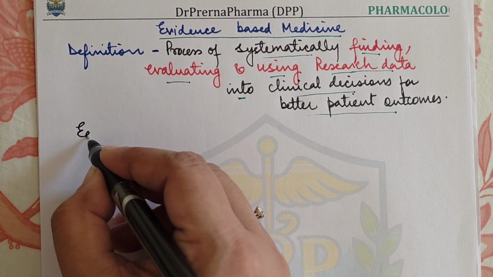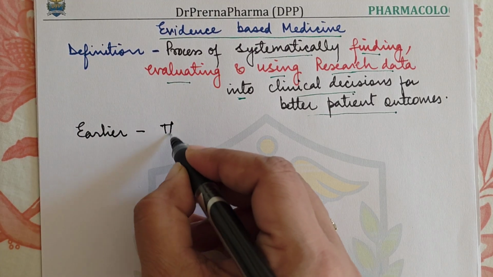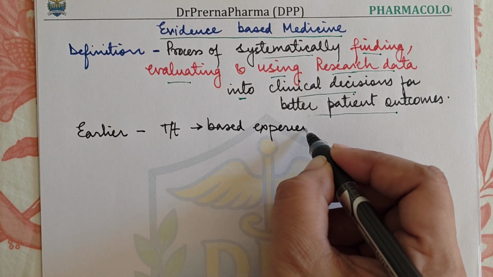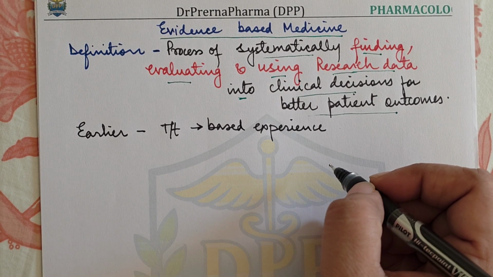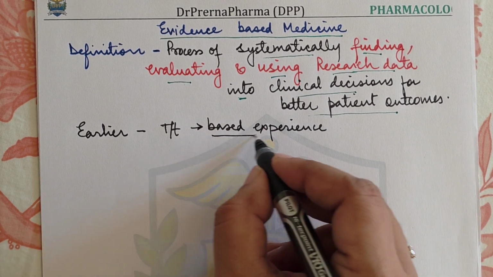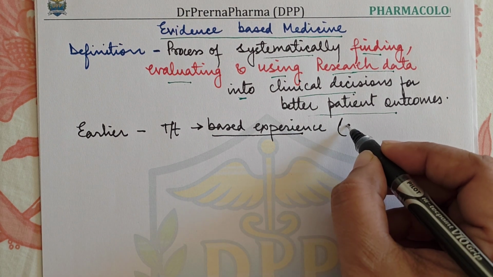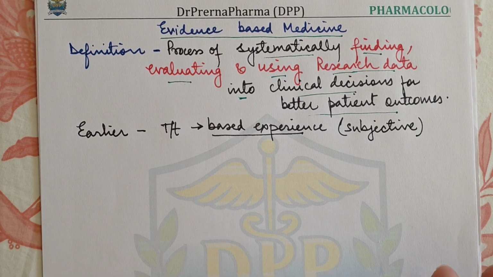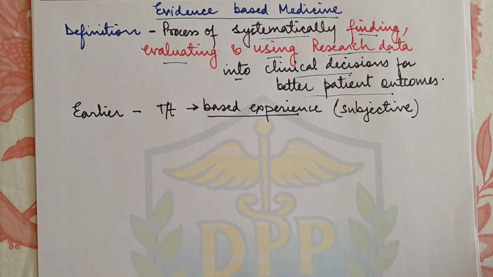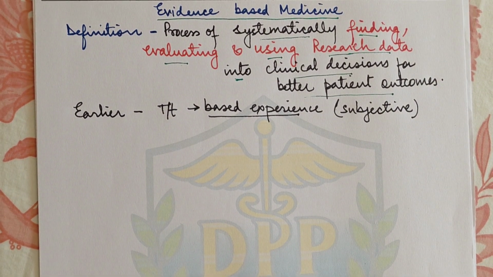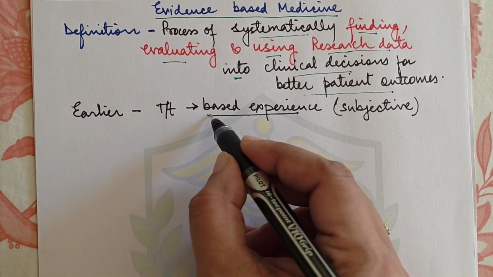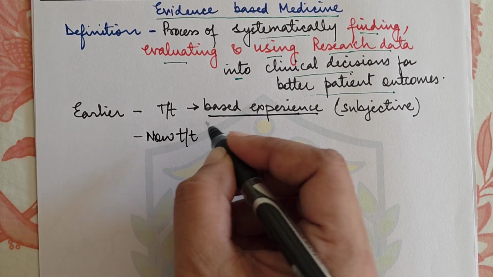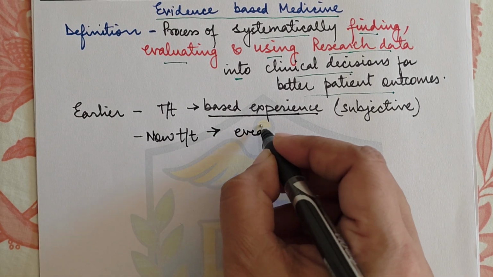So in earlier times, the treatments were based mainly on experience. So we call it experience-based medicine, right? The clinical decisions were made on the basis of experience, which was very subjective. One doctor says that amoxicillin has treated this particular disease. Another doctor says, no, azithromycin is good. So then we use azithromycin. So earlier the treatment was experience-based, but now from experience-based, we have shifted to evidence-based.